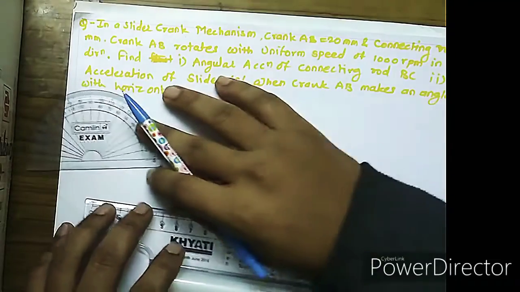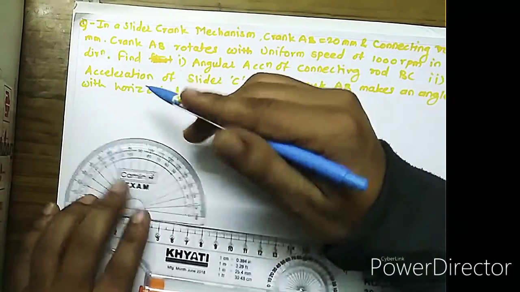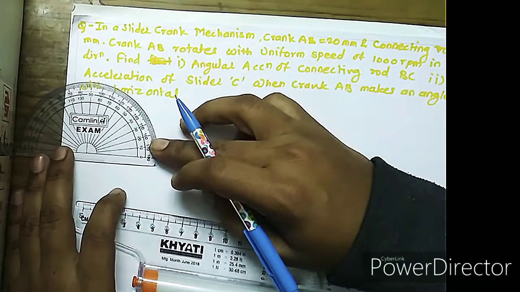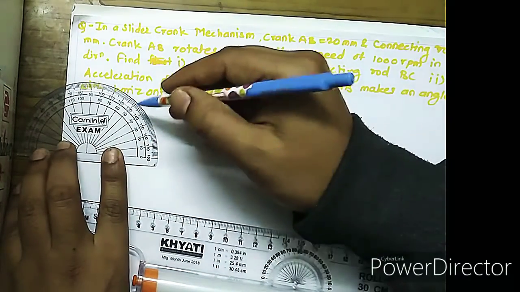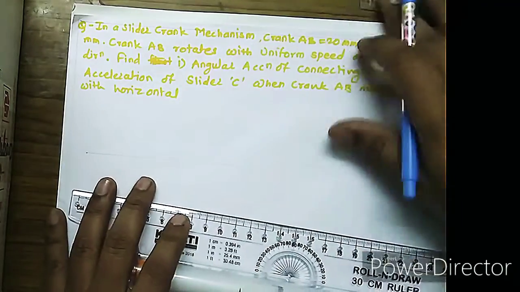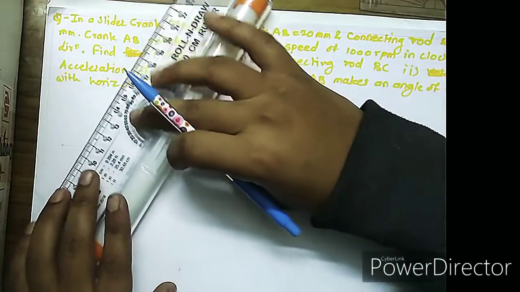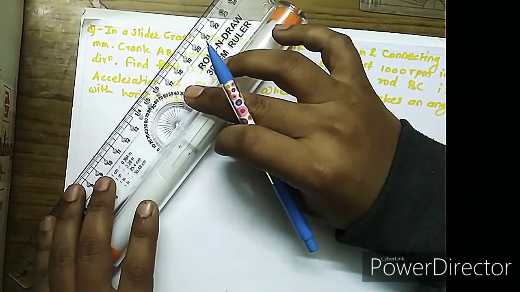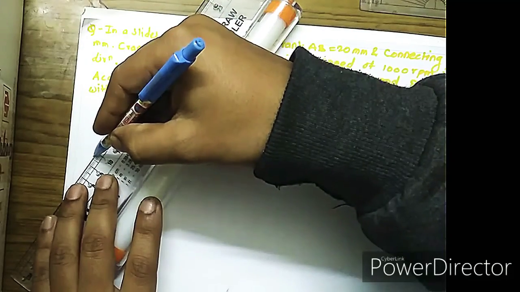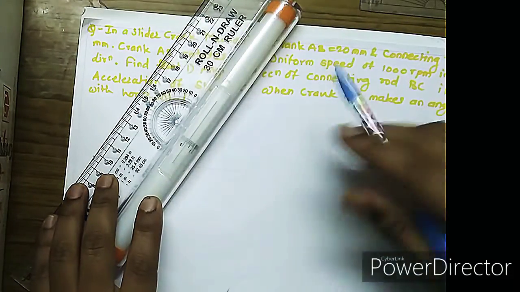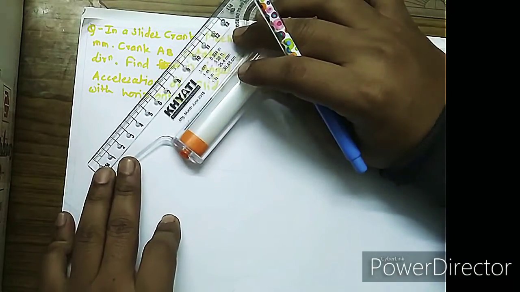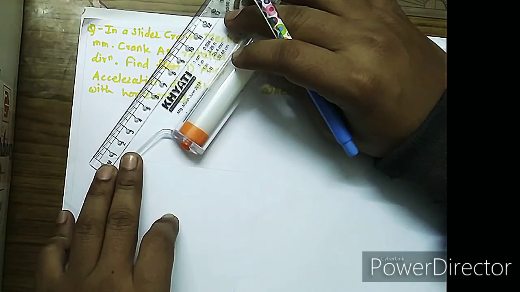to draw the 60-degree angle of crank AB. Mark a 60-degree angle with horizontal to draw the crank. Now I am drawing the crank which is 20 mm. So I am taking a dimension of 20 mm with a 60-degree angle.